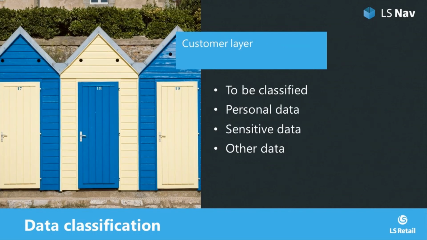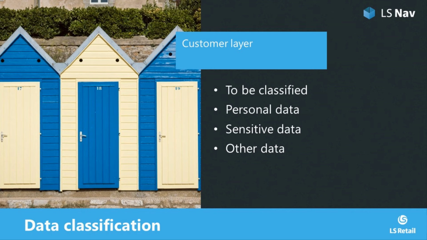The customer layer has the following enums. As I mentioned above, this is the information that system users will be able to change on the fly through the NAV client. Personal data would be the name, the phone number, address, or similar information. Sensitive data, this could be, for example, a free text field that has identifiable information on the customer. To be classified is information that has yet to be classified, and other data that might still have to be classified.